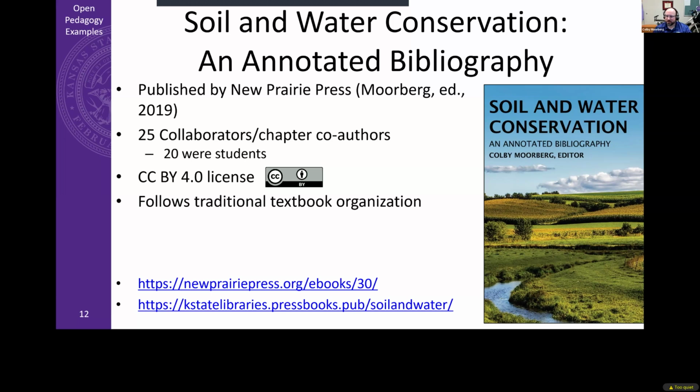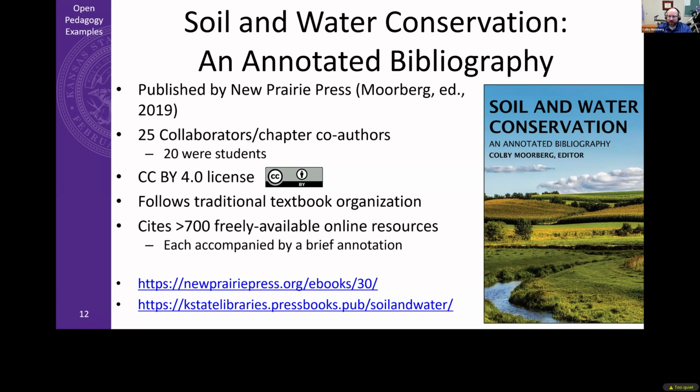We followed a traditional textbook organization for this annotated bibliography. We have standard chapters, and then we have sections within each chapter, and then we would have a full citation with a short annotation below that. And in the end, we ended up having over 700 freely available online resources that were cited in the textbook. And each of them had a brief annotation that went along with them.